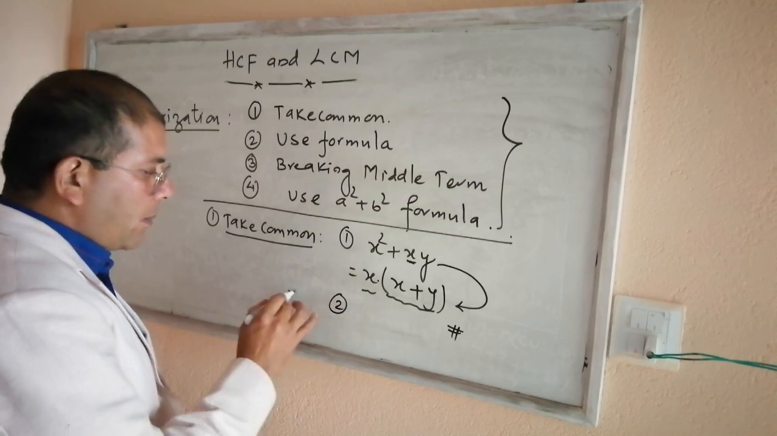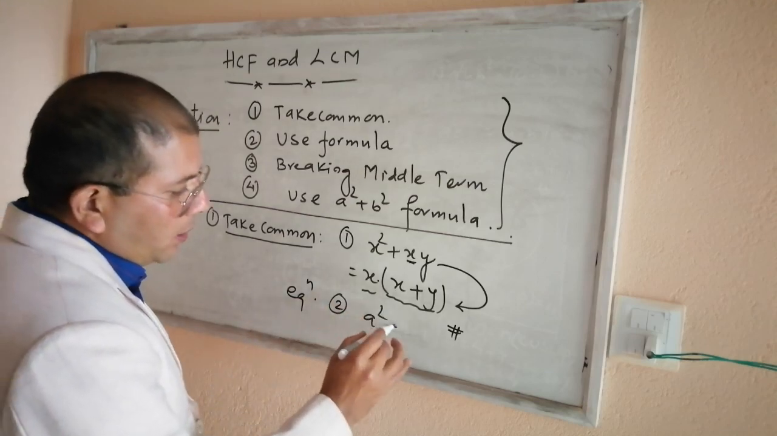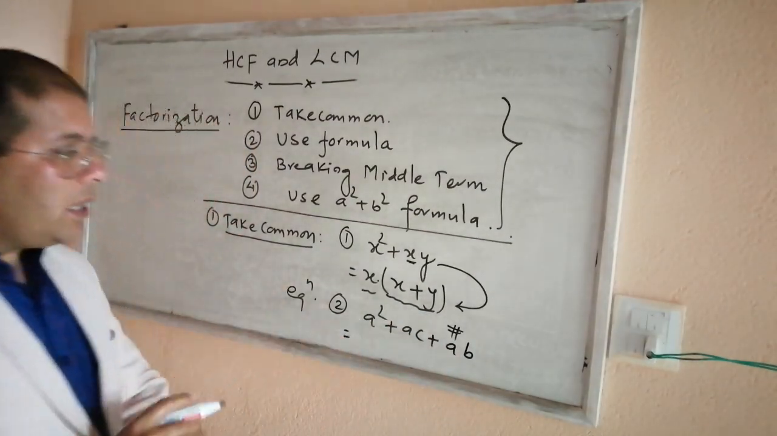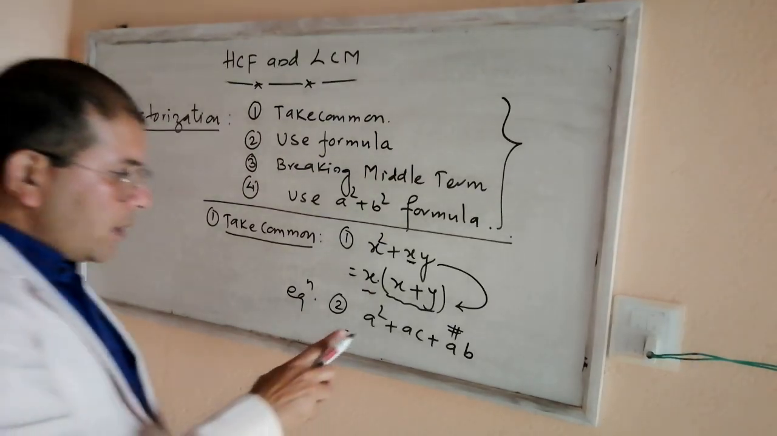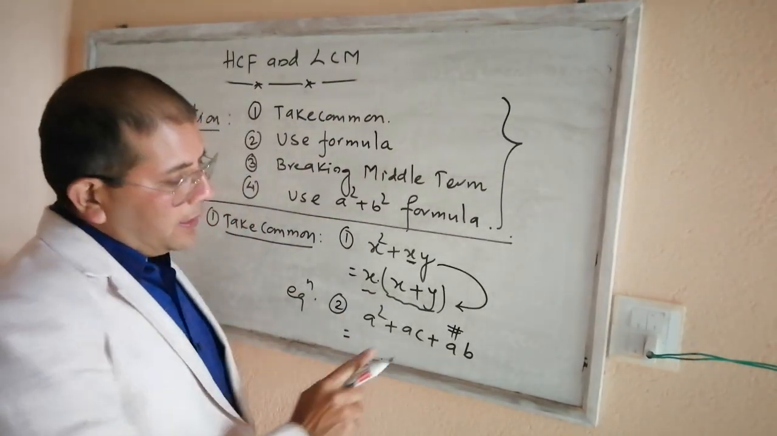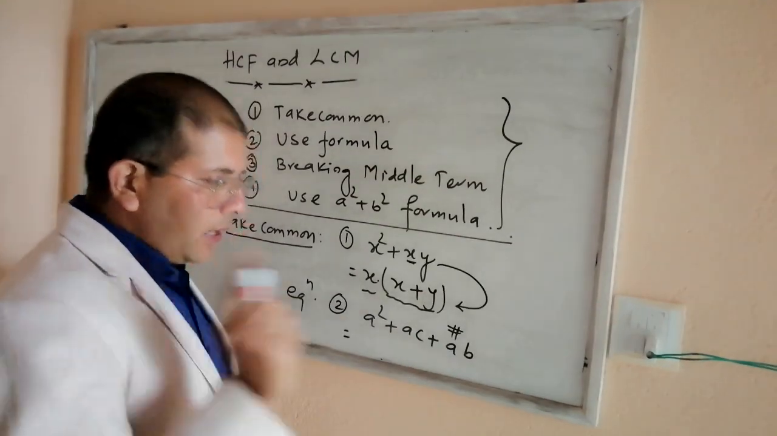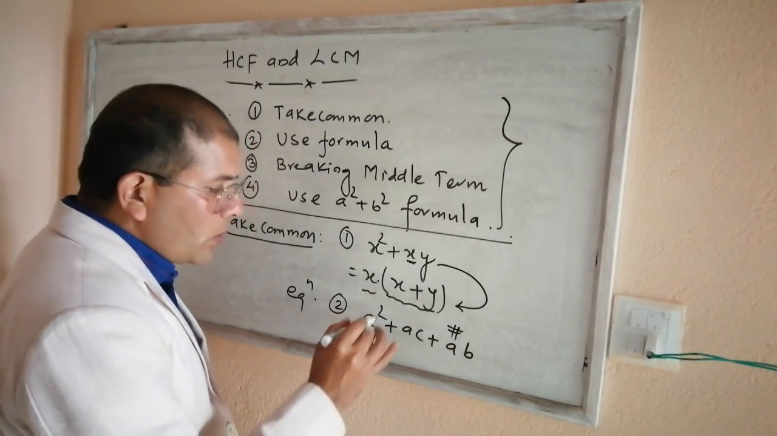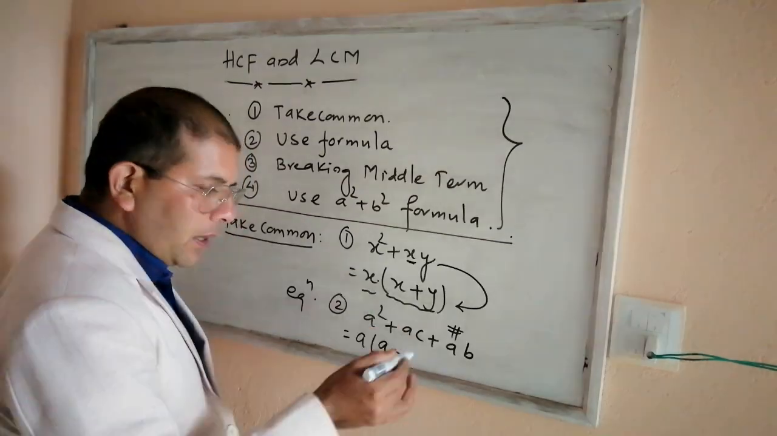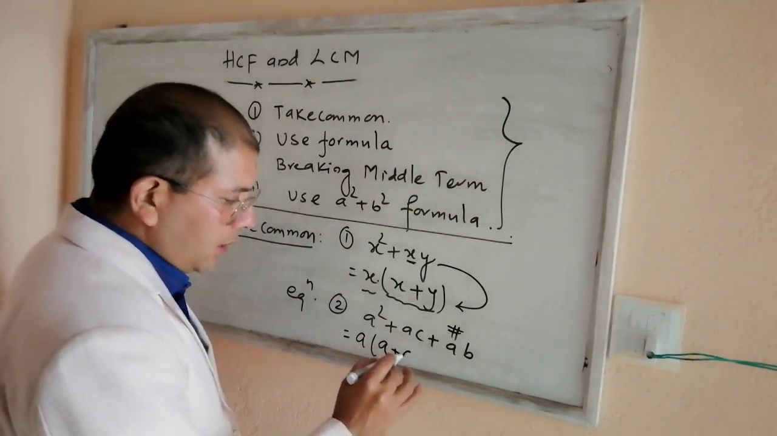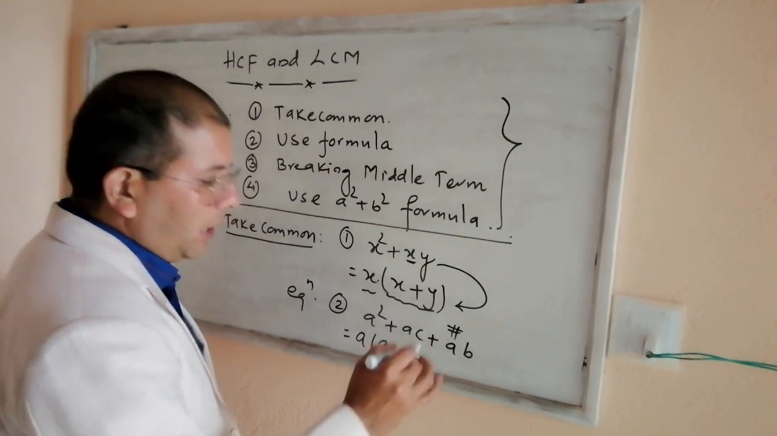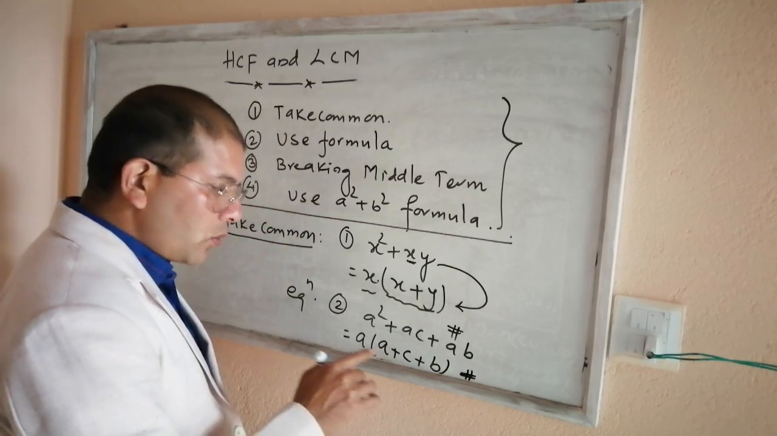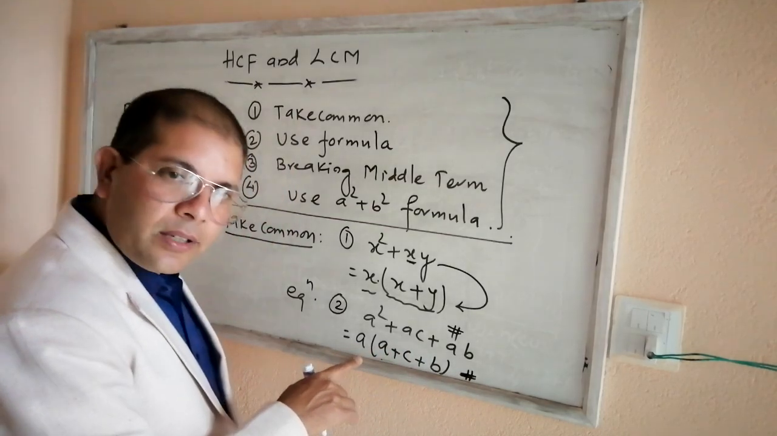Now example number 2. It is a square plus ac plus ab. From all these three terms: in the first term a square there are two a's, in the second term ac there is one a, and in the last term there is one a. Now if we take common a from a square, a is left. From ac, if we take common a, c is left. From the last, if we take common a, then b is left. So this is your factorization. Now check this into this one. So this is in the form of product, so it is your factorization.